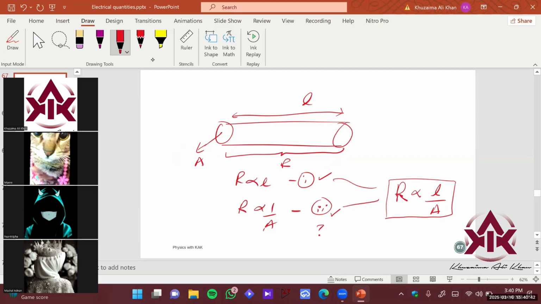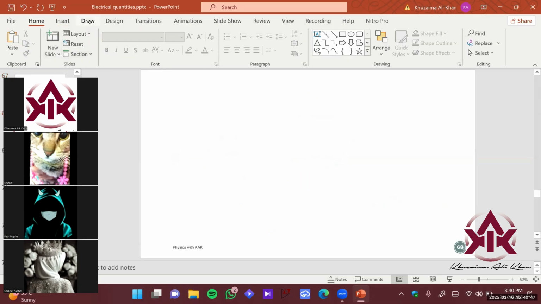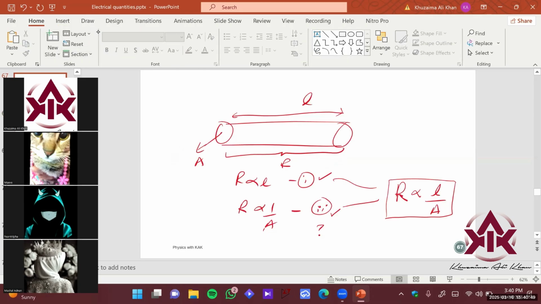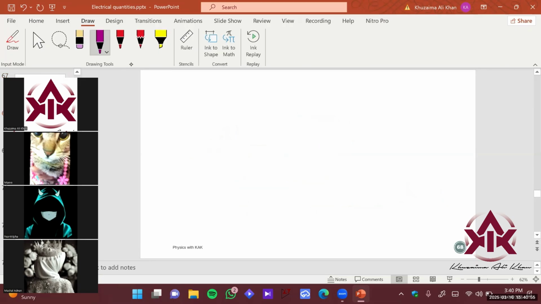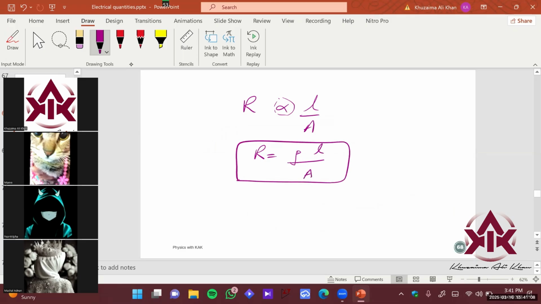Resistivity, nahi hai. Okay, so let me just tell you here for your understanding. If I want to remove the sign of proportionality, I have to introduce a constant. So resistance is proportional to length over area, and to remove the sign of proportionality I introduce a constant, which is called rho. This symbol is called rho, and it represents resistivity.